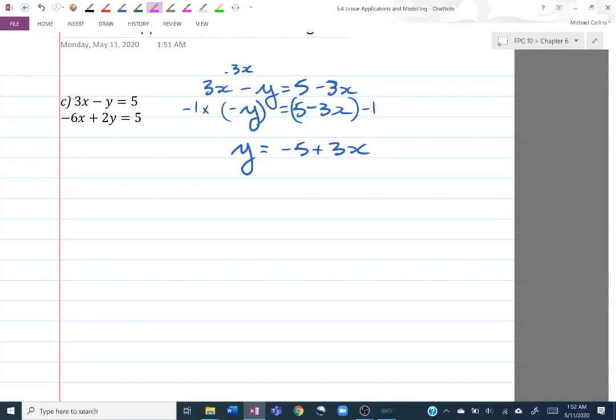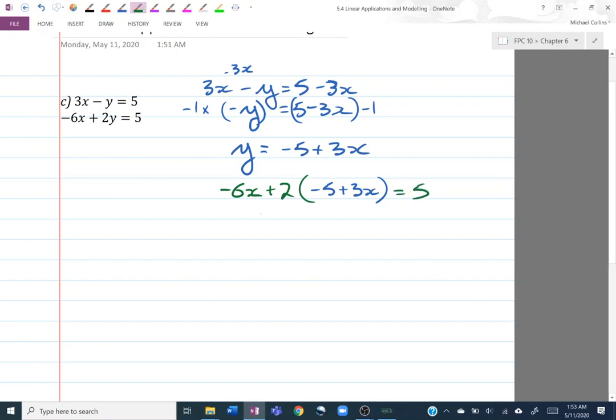I am then going to substitute it into the other equation. You cannot substitute it into the same equation. You'll end up with pretty much the same thing. So I have a negative 6x. I just about did the mistake I talked about. Negative 6x plus 2 times my y value, which is negative 5 plus 3x, and that's going to be equal to 5.